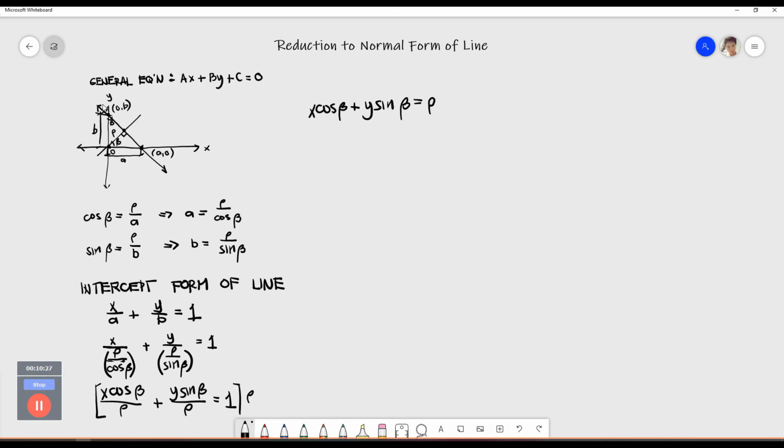Okay, in this one, rho is the perpendicular distance of the line to the origin. Now next, again, that is this whole equation.